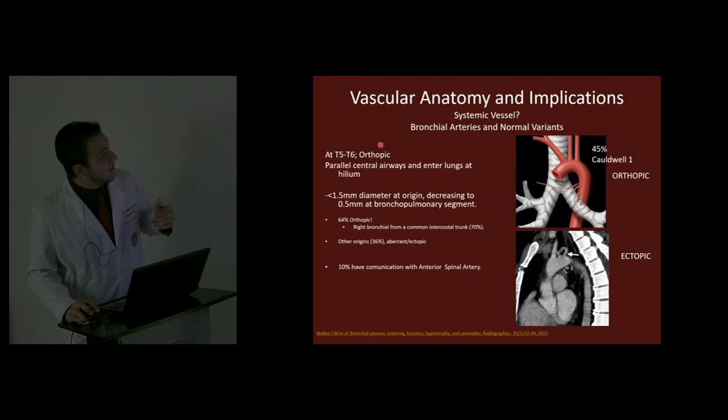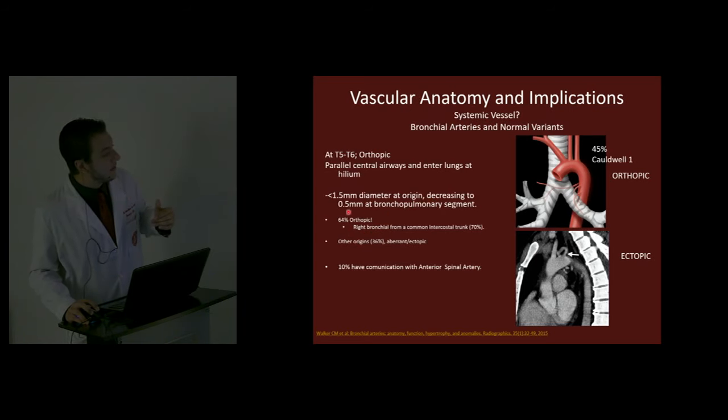An orthotopic bronchial artery is an artery that arises from T5 to T6. If it's not born in this anatomy, it's considered an ectopic. All bronchial arteries, by definition, no matter where they start, run parallel to the central airways and enter the lungs at the hilum. This is the way you can observe them in some of the studies. It's important to remember that it has to be less than 1.5 millimeters in diameter at its origin, and it decreases as it goes further.